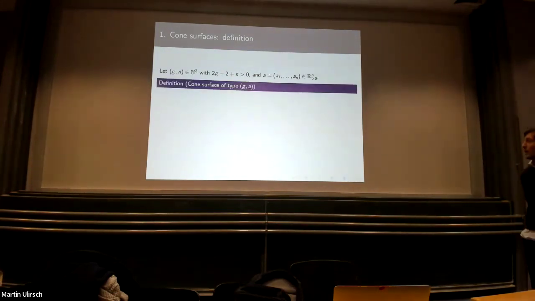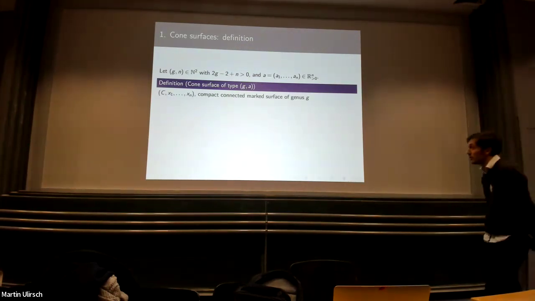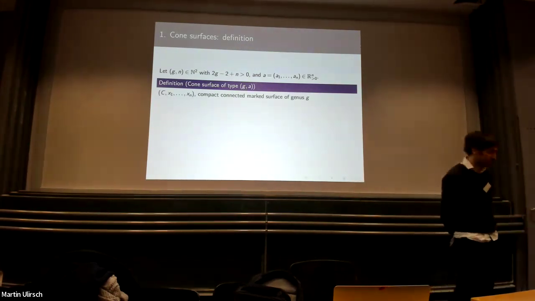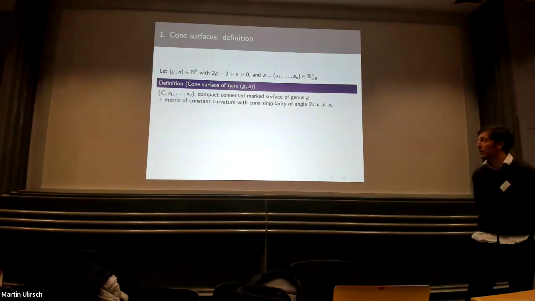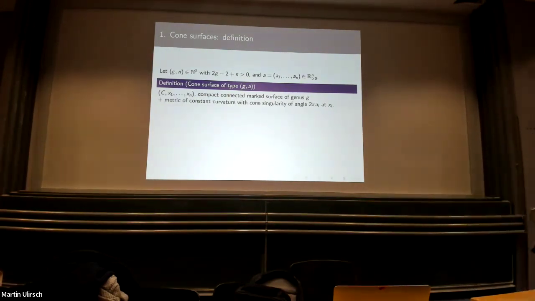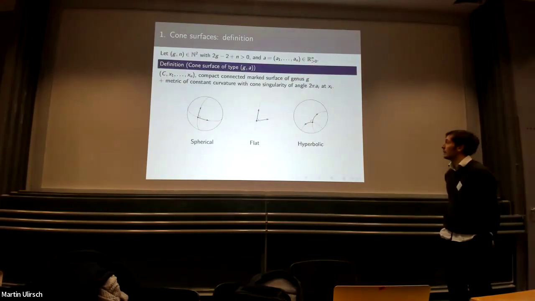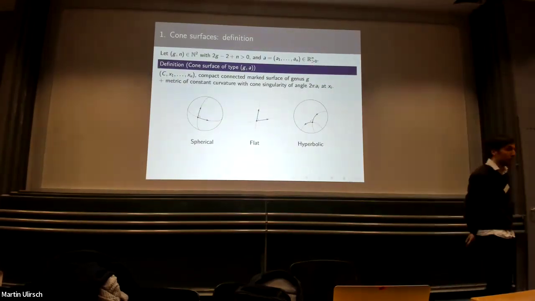Okay. And the cone surface of type (g, a) for me is a compact connected surface with some markings, so some different points on the surface, plus a metric of constant curvature with cone singularities of angle 2π a_i at each of the vertices. Okay, so this definition does not help you much if you don't already understand what a cone surface is. It's a bit tautological.